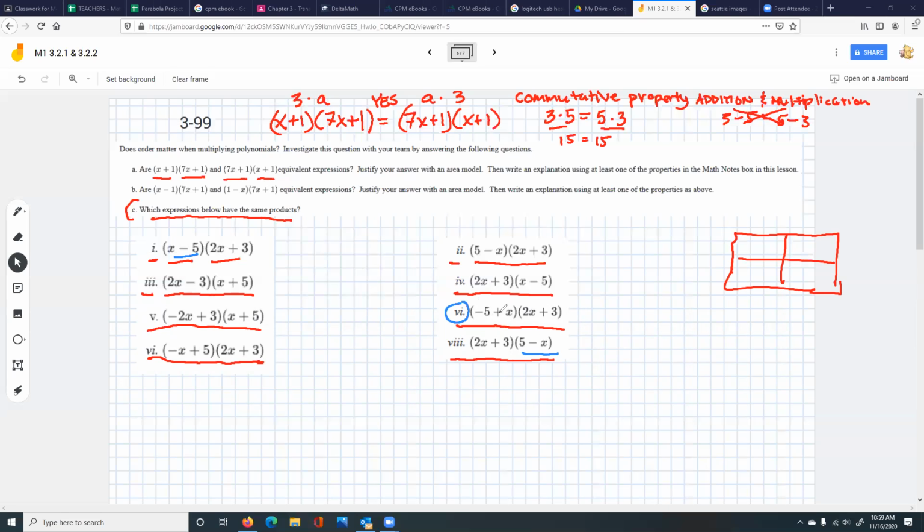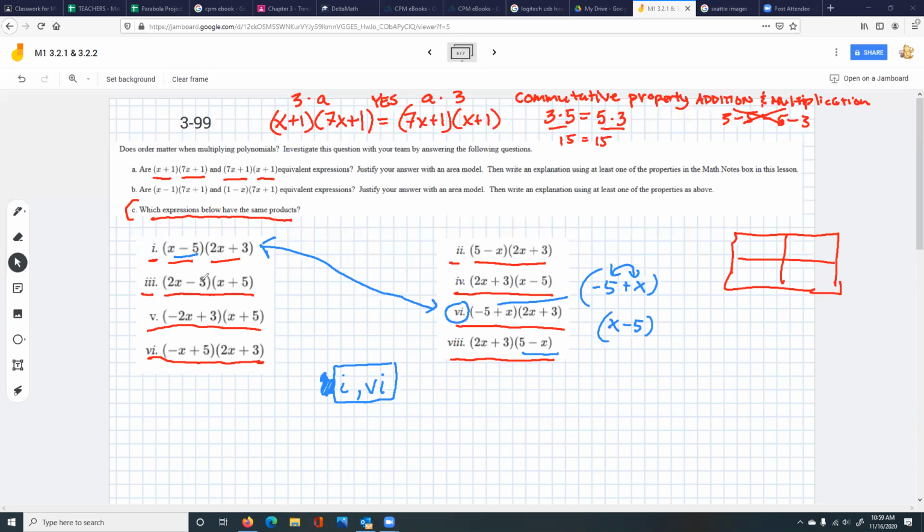If I reverse this, how could I rewrite the negative 5 plus x? That could be x minus 5, right? If I switch this around, that's x minus 5. So that one goes with this one. If you wrote all these down, you could draw an arrow like that. I goes with VI, right? So these two go together, I and VI. Okay, number 1 and number 6.